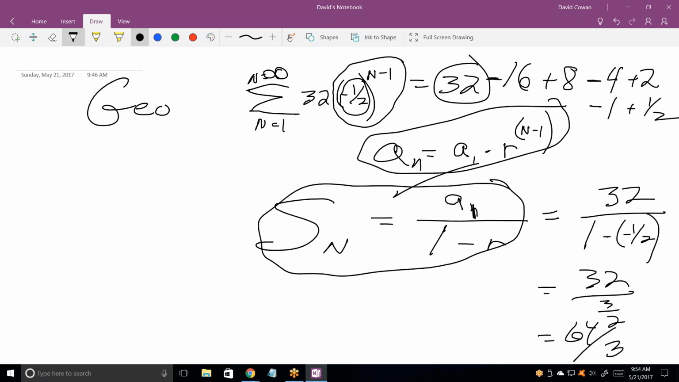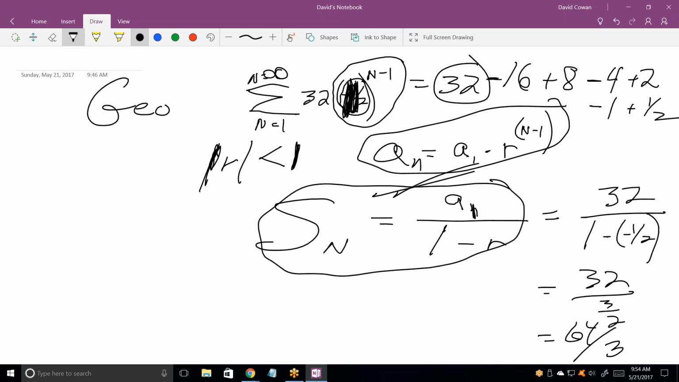Now, notice what happens if this term here is greater than 1. It's only a convergent series if the absolute value of what is in the parentheses is less than 1. If I go up there and stick a 2, then that series goes off to infinity. It only converges if r is less than 1. That's the only time you can use that formula, if we're dealing with something in the parentheses that's less than 1.